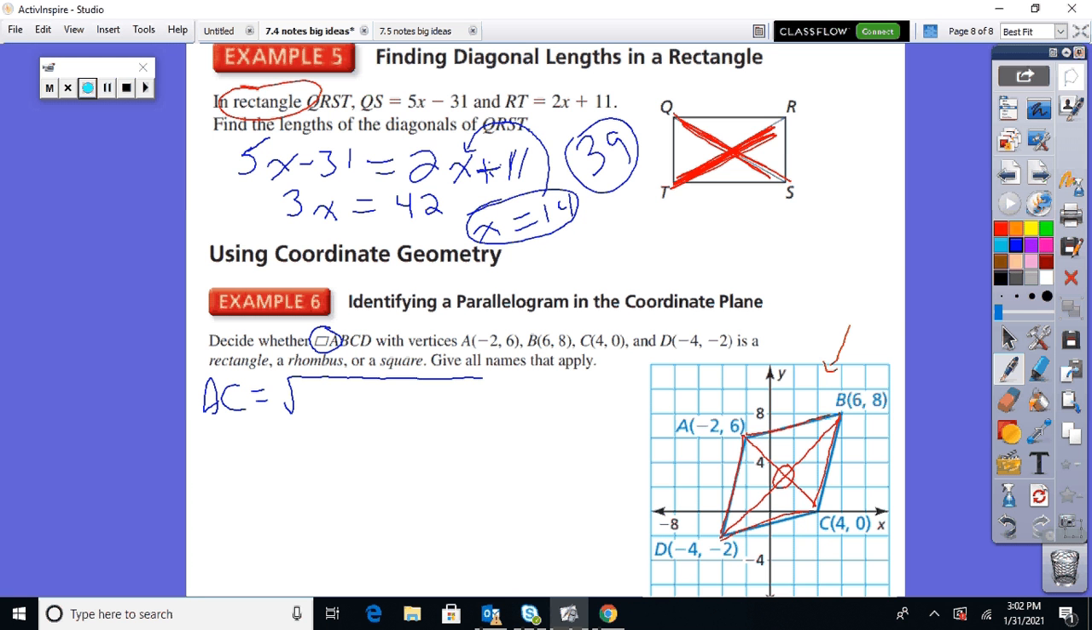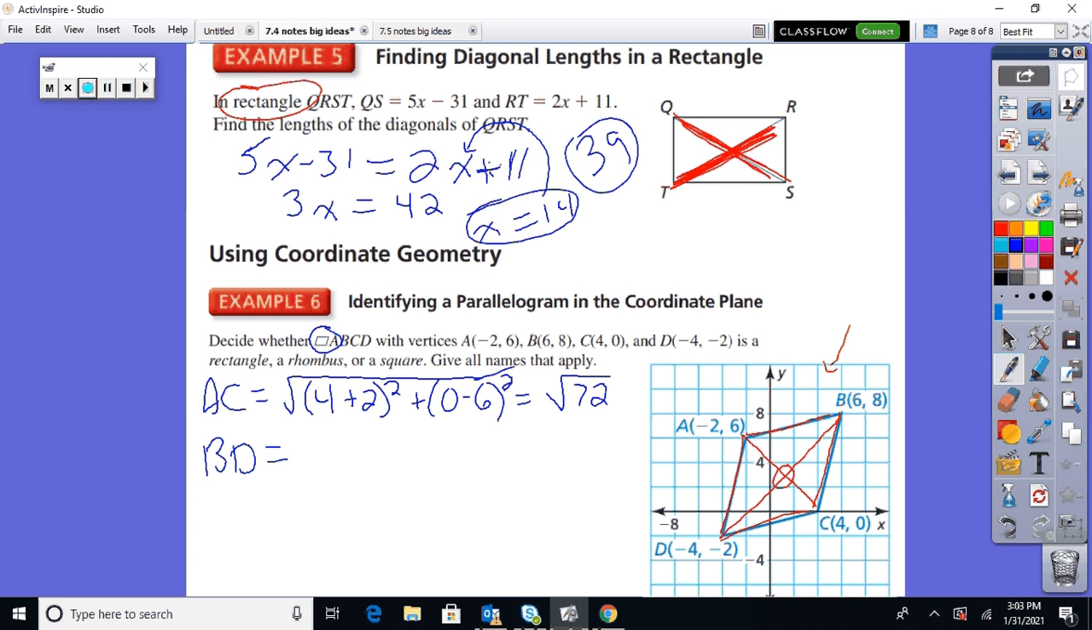So distance formula, I take the changes in the x. So 4 minus negative 2 is 4 plus 2. Square it. Then the y value, 0 minus 6. Square it. So 6 squared is 36. Plus negative 6 squared is 36. So this is the square root of 72. And really, guys, you don't really even have to break it down any further than that for this. You're just checking to see. Now let's check BD.